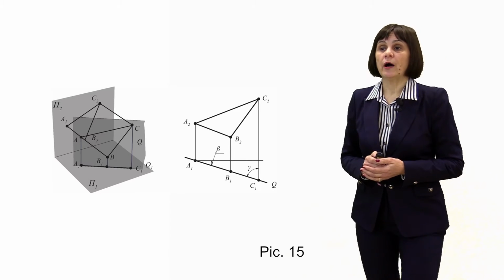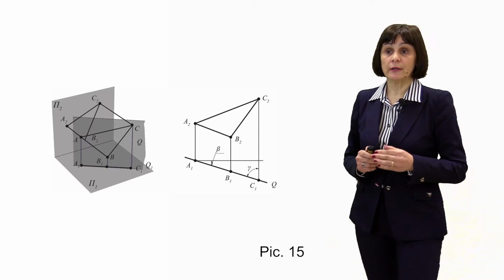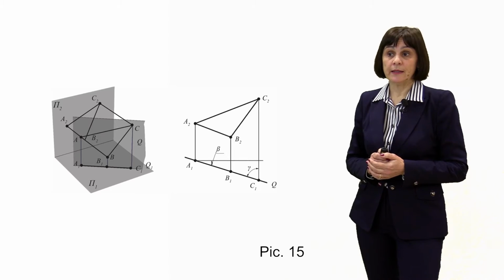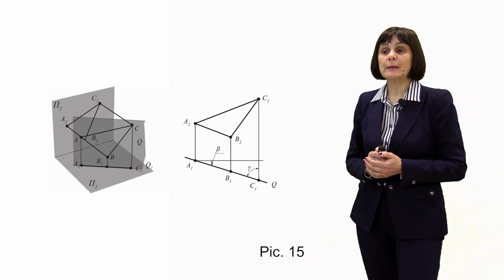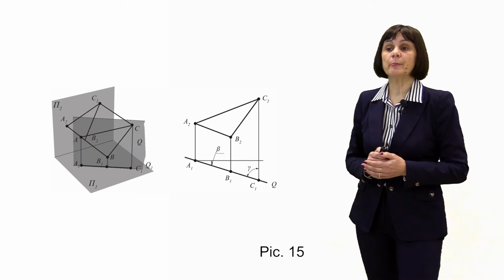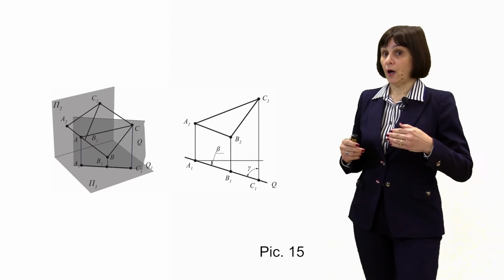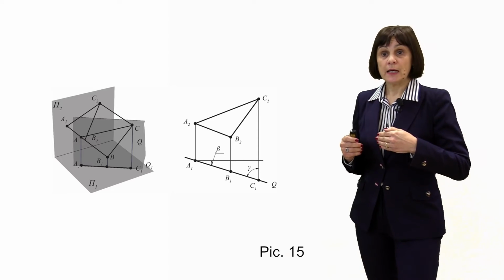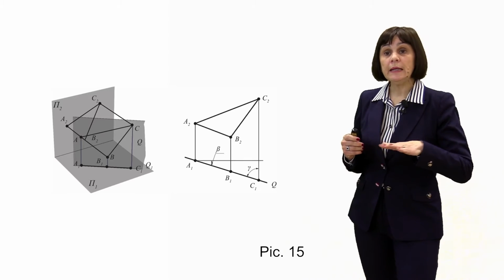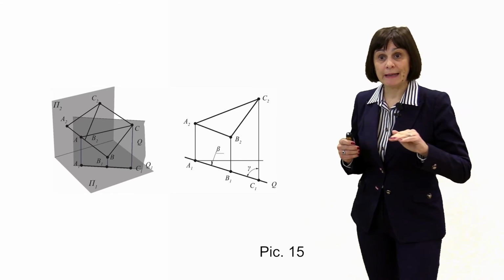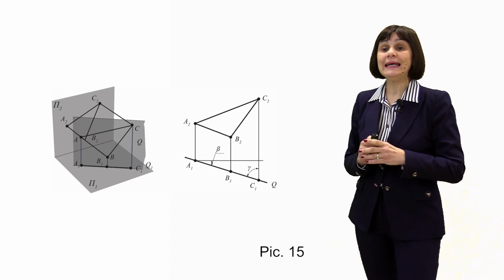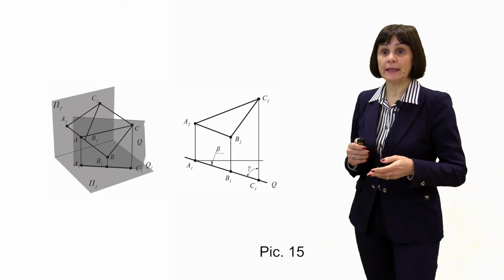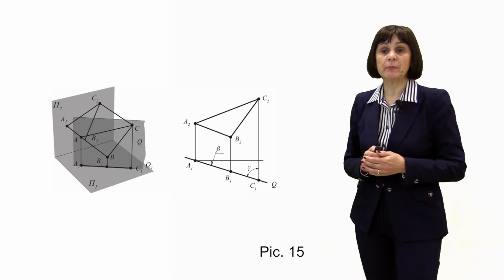This trace of a plane is marked by letter Q. The trace of the plane is the line in which the plane Q is projected on the plane pi 1. Our plane is perpendicular to the plane pi 1. It means that on this projecting plane, horizontal projection plane pi 1, we have only a line, and this line is named the trace of the plane, and on our drawing is marked with letter Q.